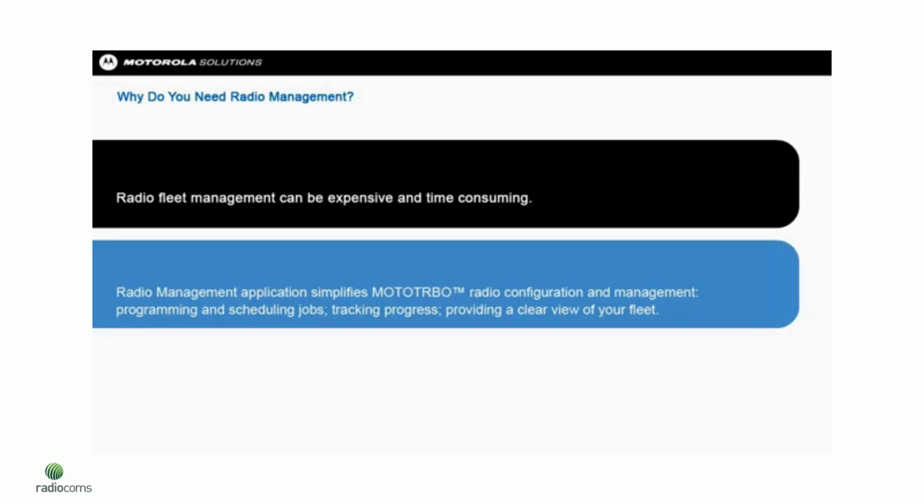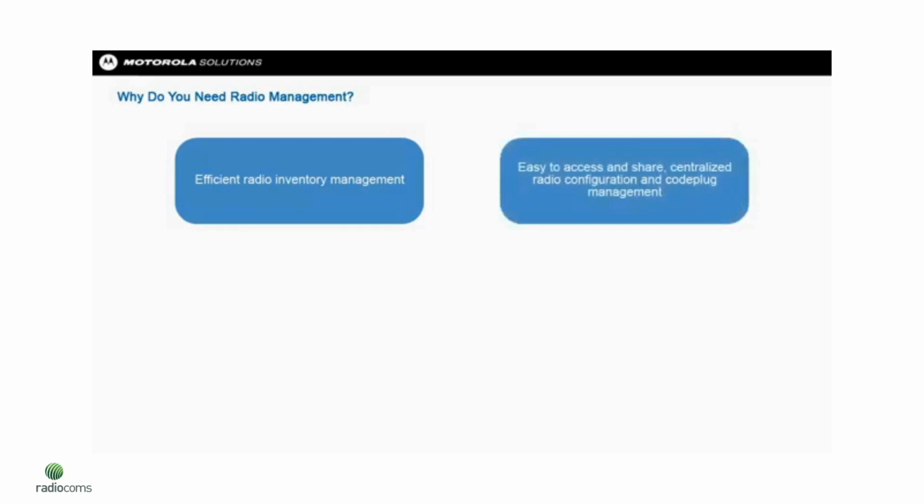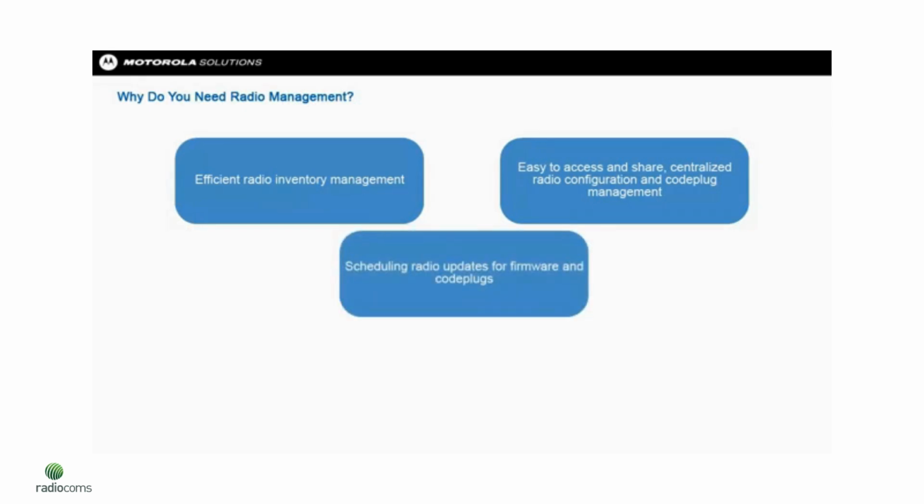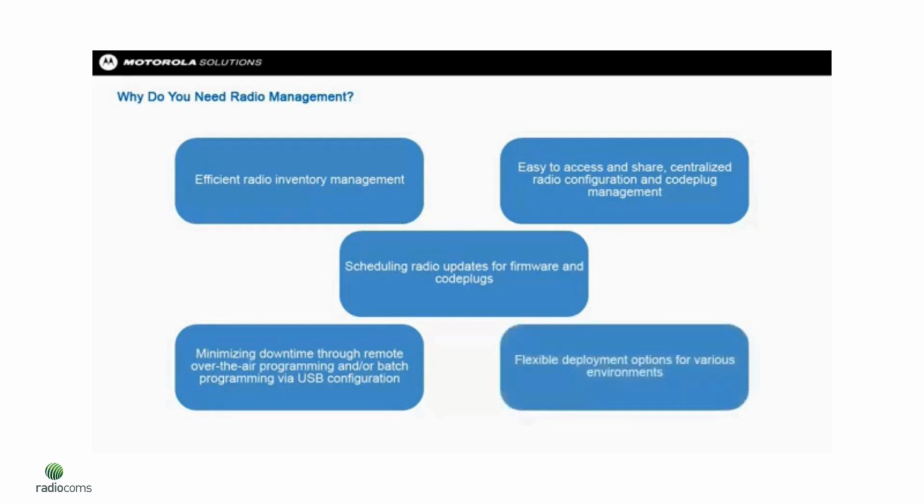Here are the benefits of using Radio Management 2.0 for managing your radio fleet. Efficient radio inventory management through radio grouping. Easy to access and share centralized radio configuration and code plug management. Scheduling radio updates for firmware and code plugs, minimizing downtime through remote over-the-air programming and/or batch programming via USB configuration, and flexible deployment options for various environments: all-in-one, multi-computer, or fully distributed.